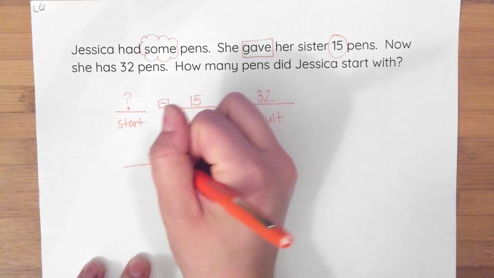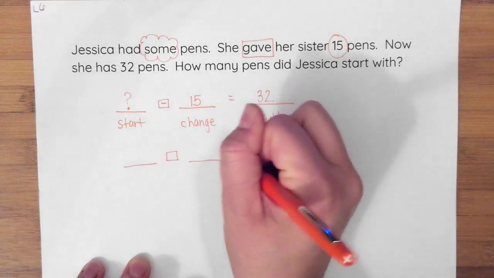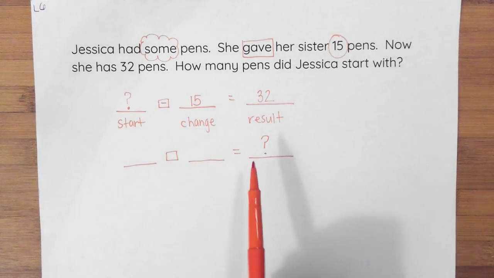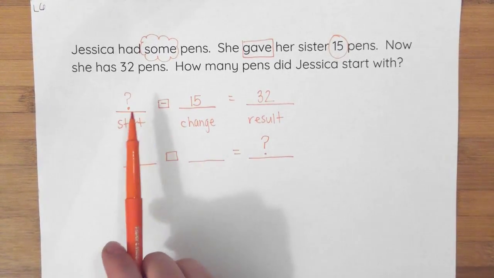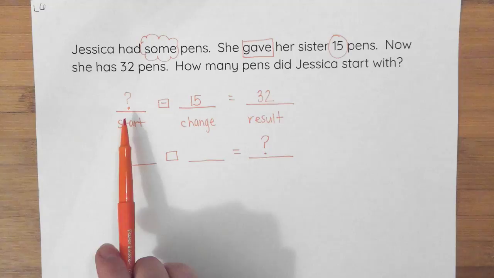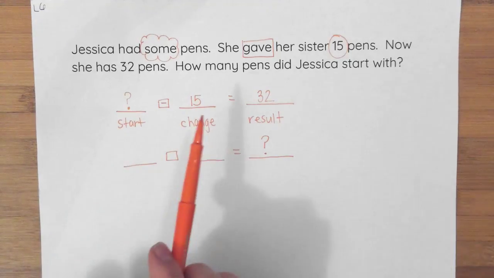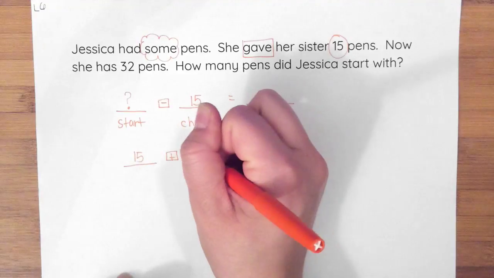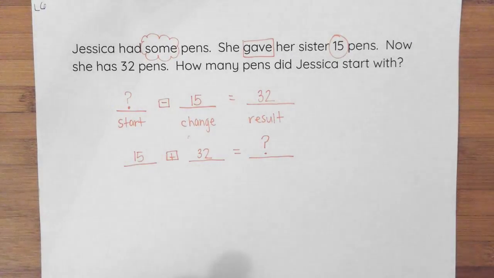So I'm going to rearrange this problem so that I know I need to figure out that question mark, that start. And I know when I'm subtracting, the number I start with is always my greater number. So it's going to be a larger, bigger number. So I know that if I want my number to increase and grow and be a greater number, I'm going to add to something. So I know that I'm going to add 15 plus 32. And so I'm going to solve and do 15 plus 32.